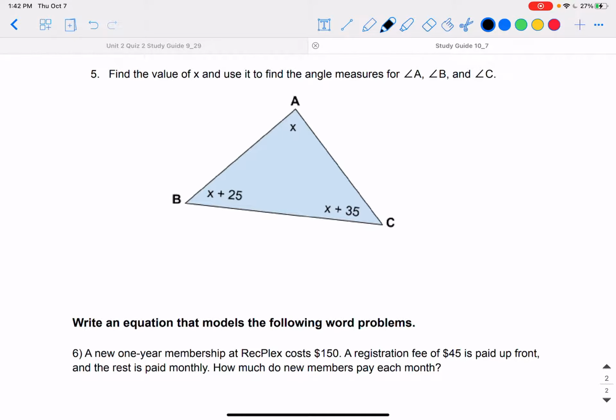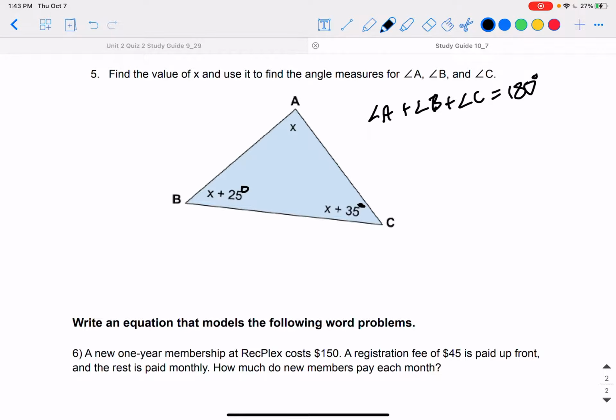Find the value of x and use it to find the angle measures for angle A, angle B, and angle C. Okay, so the first thing I'm going to use is the fact that if you add all these angles up, you get 180 degrees. This should say degrees, this should say degrees. So A plus B plus C equals 180 degrees.